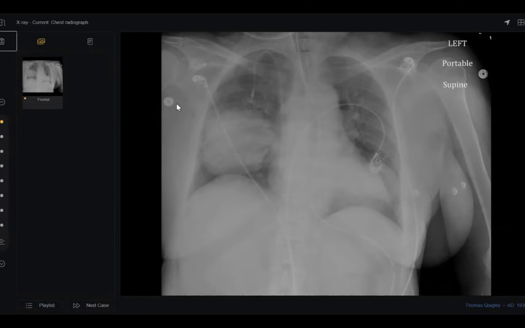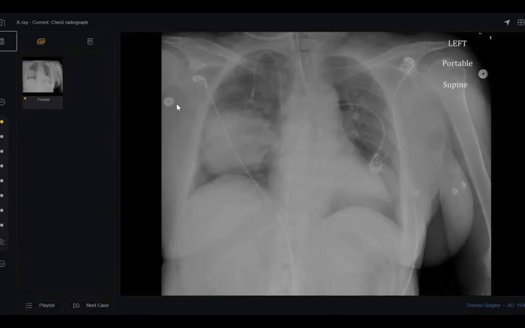There are multiple rounded masses noted in the bilateral lungs. The largest mass in the right lung is in the right lung mid and lower zone. Further, there is another large mass in the left retrocardiac region.